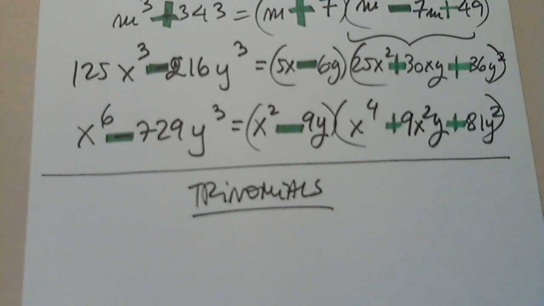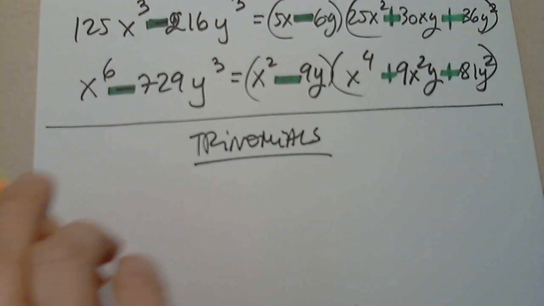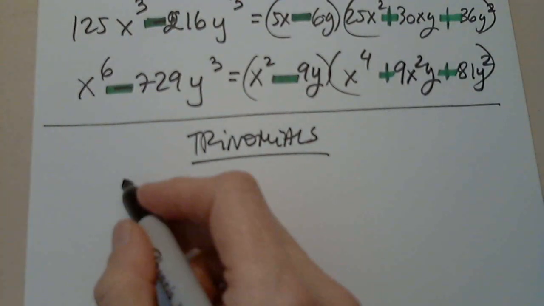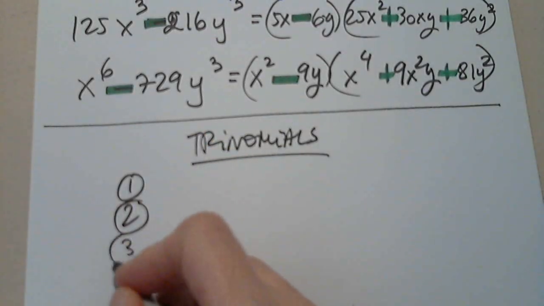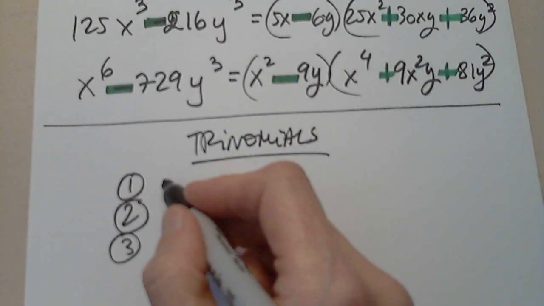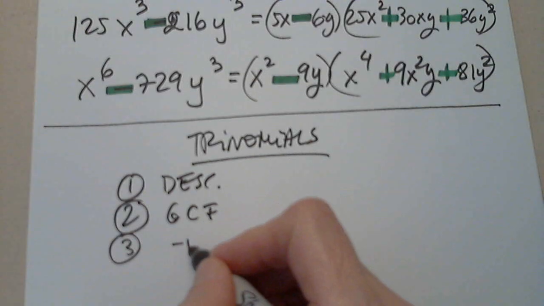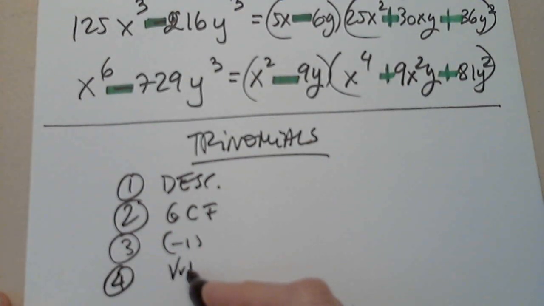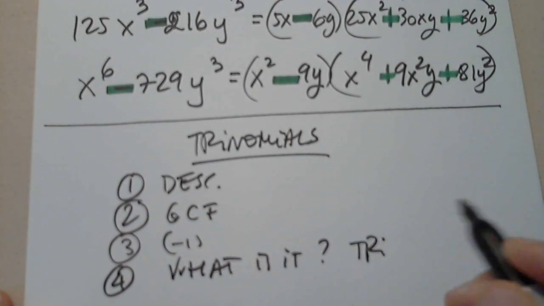Okay, so let's start from the beginning. Again, please understand this is the most complex situation, factoring trinomials. Number 1, descending order. Number 2, greatest common factor. Number 3, negative leading coefficient. So descending, greatest common factor, and negative 1. These are the same. And number 4 is what is it? And you have to say trinomial.